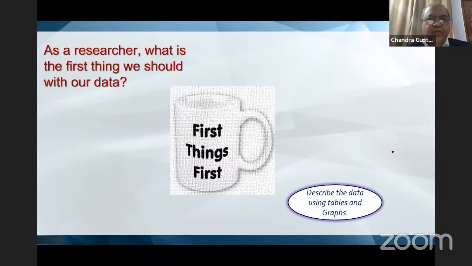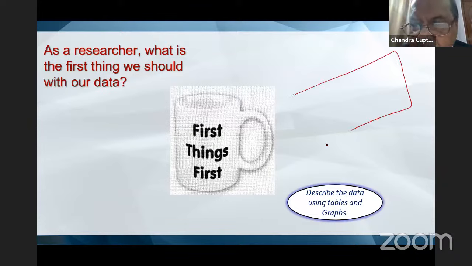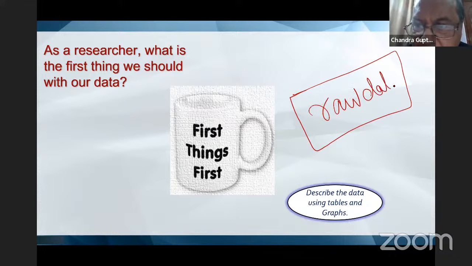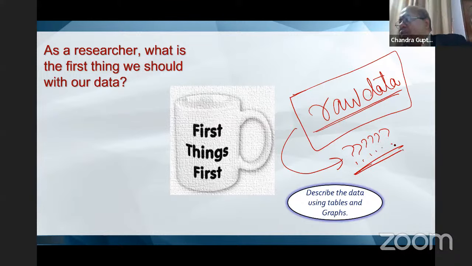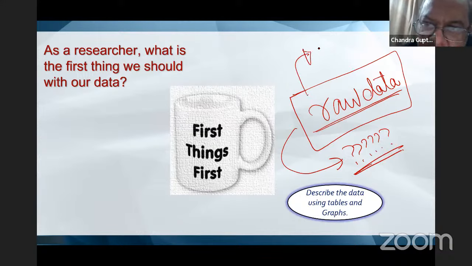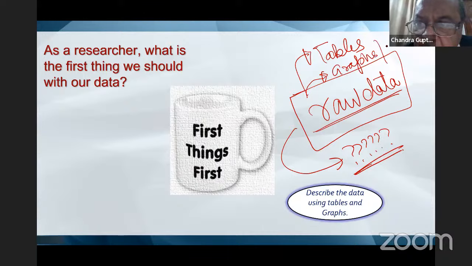So as a researcher, what is the first thing we do with our data? You got the data, raw data. What should we do? Arrange them. Okay. Altaf, arrange in terms of what? We arrange in the form of tables, in the form of graphs, and charts.